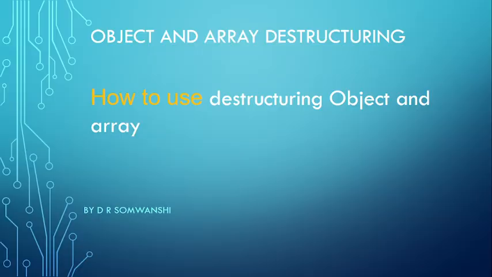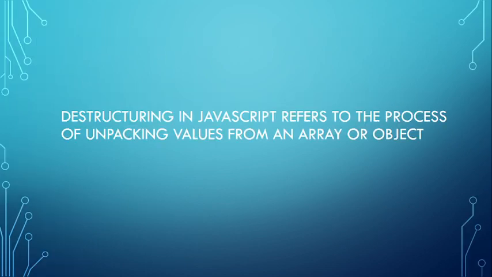Hello dear friends, in this session we are going to understand object and array destructuring in JavaScript. So we'll understand how to use destructuring on objects and arrays. So what exactly does destructuring mean? Destructuring in JavaScript refers to the process of unpacking values from an array or object.